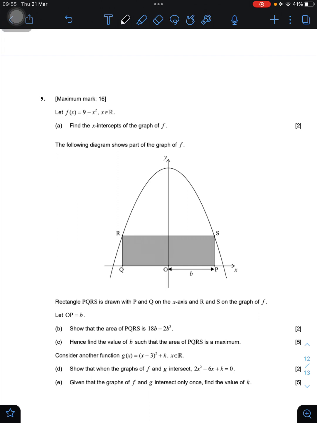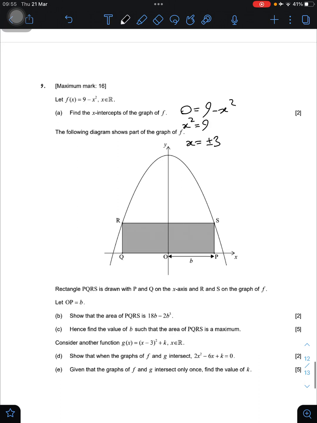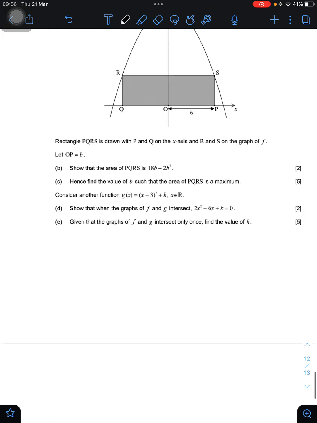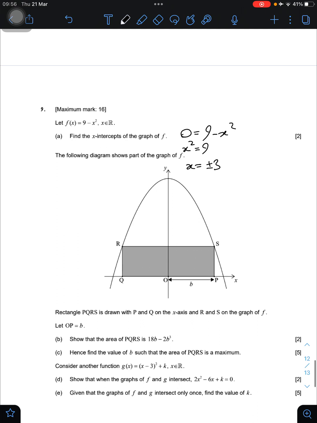So the x-intercepts are just where y equals 0. So if we set y equal to 0, we're left with 9 minus x squared. And so therefore x squared equals 9. And so x equals plus or minus 3. Not just plus 3. We need to remember that a negative times a negative equals a positive, if you want to use the language of primary school.